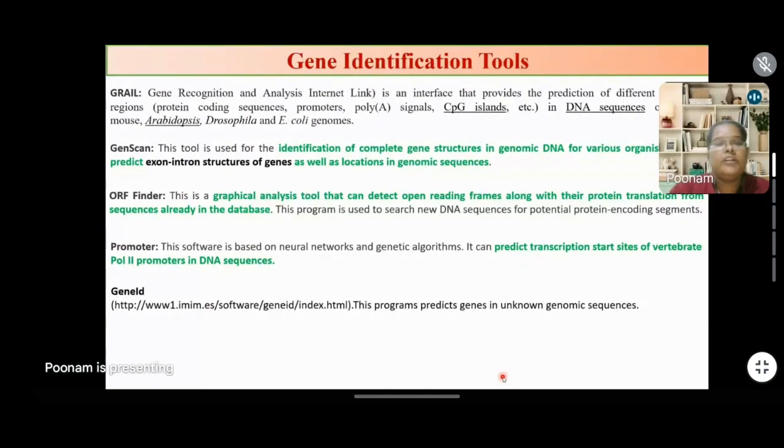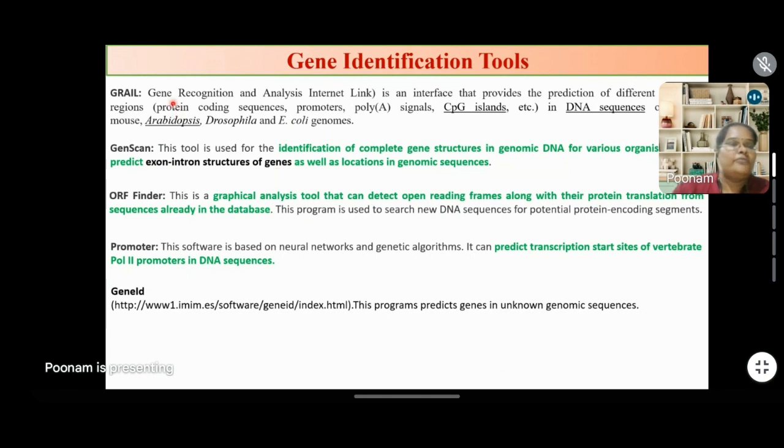Otherwise, there are a large number of DNA databases and software packages which can help you identify a particular gene present on a DNA sequence. Some of them which I mentioned here are the ORF finders, GRAIL, and promoter tools, which can help you identify transcription start sites on the DNA sequence that can be bound by Pol II promoters. You have GENSCAN, which can help you identify the gene structure on the genomic DNA of various organisms. It can give you an idea about the exon-intron structure of the gene.